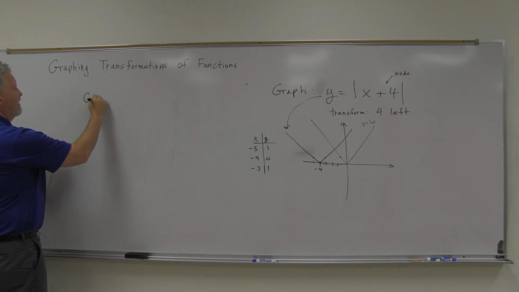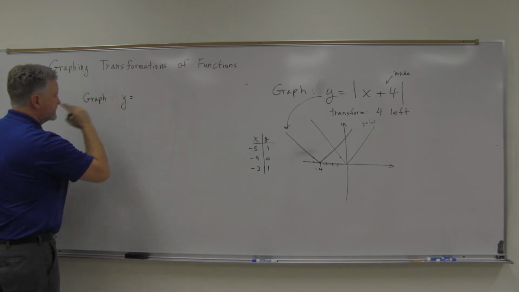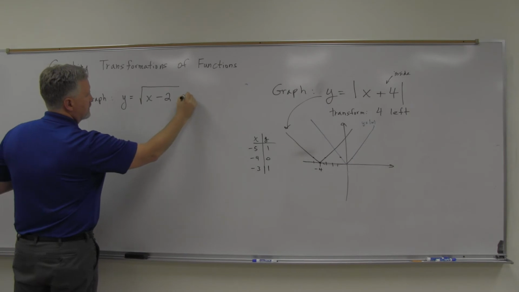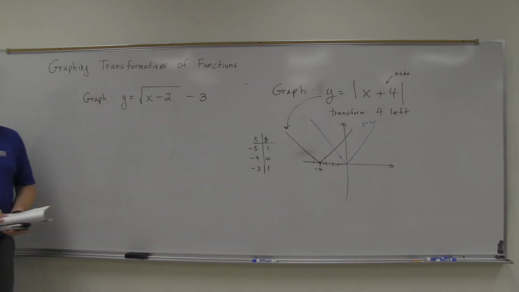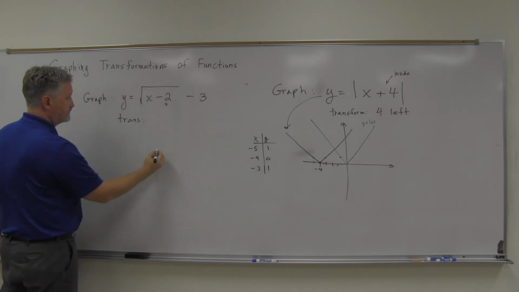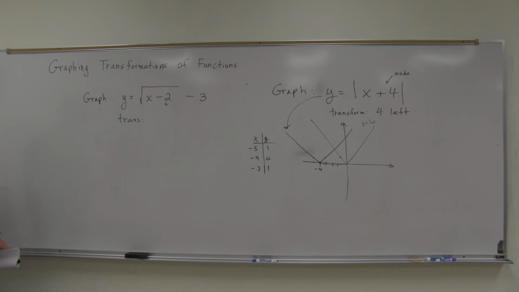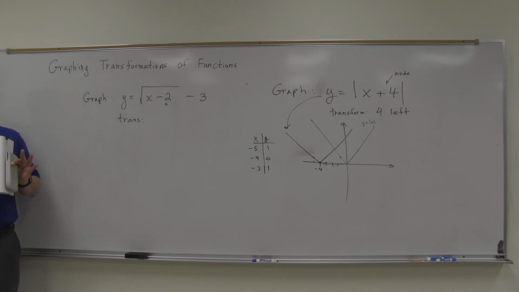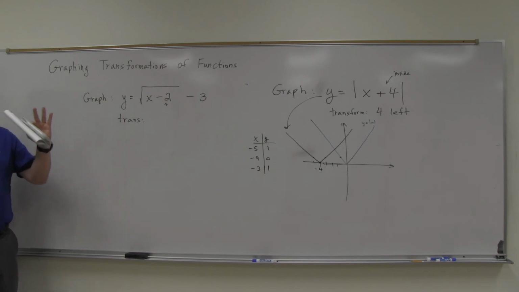All right, so let's graph y equals, let's do the square root of x minus 2, and then minus 3. What do we got there? We got a combination, don't we, of the transformations. Not only do we have an inside, but we got an outside. Now, thinking about the order here, which one of these would come first, the inside or the outside? The inside, wouldn't it? We do the inside first. It's kind of like a parentheses thing. It's on the inside, so it comes first.